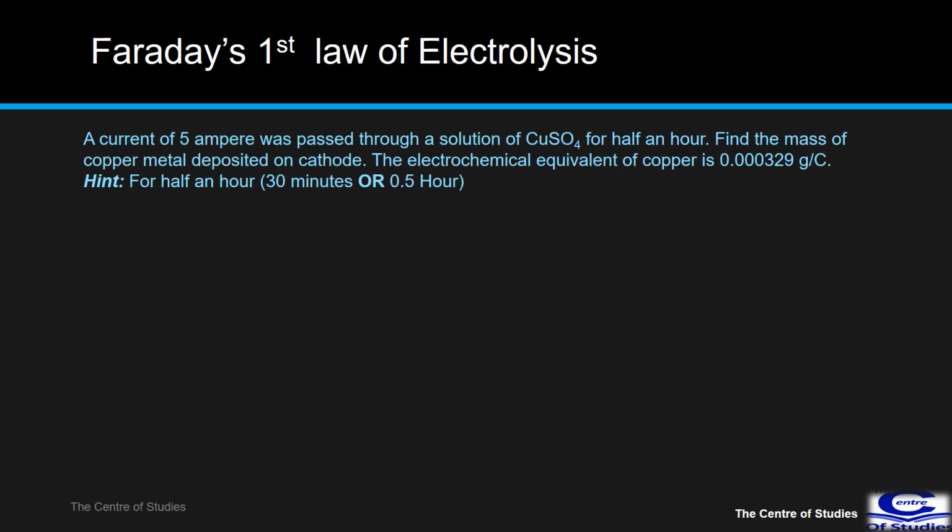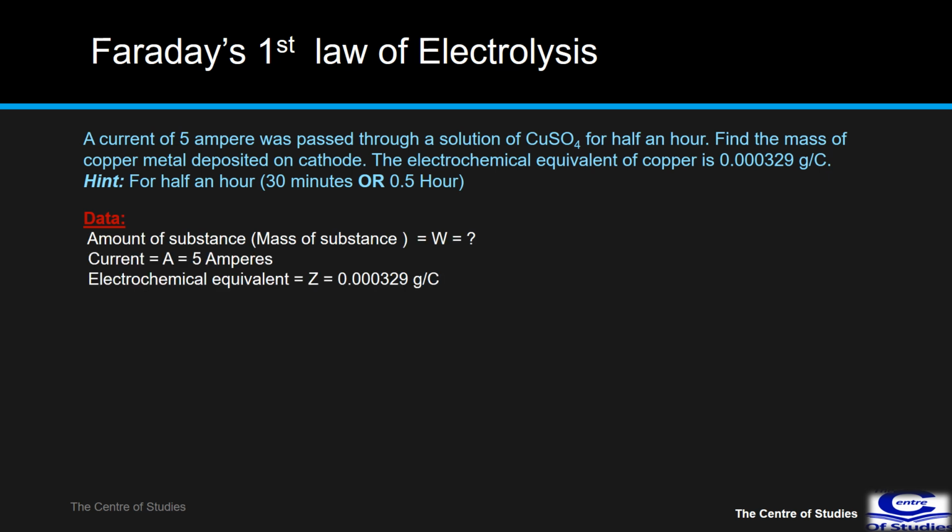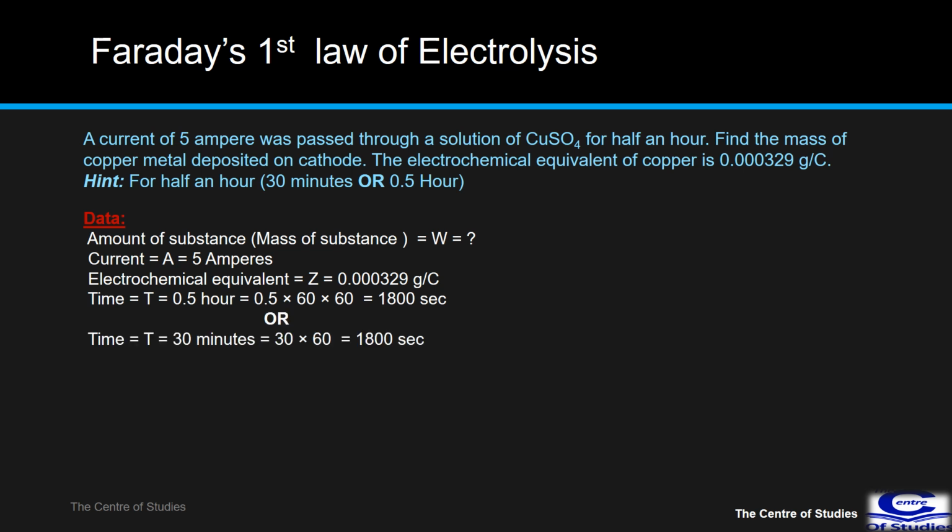A current of 5 ampere will pass through a solution of copper sulfate for half an hour. Find the mass of copper metal deposited at the cathode. The electrochemical equivalent of copper is given. Here's the data first: amount of substance, current, electrochemical equivalent, and time. Since the time is given as half an hour, when converted into seconds it becomes 1800 seconds. As the mathematical expression of Faraday's first law of electrolysis is W is equal to Z into A into T, by placing the values we get the answer, which is W is equal to 0.164 gram.